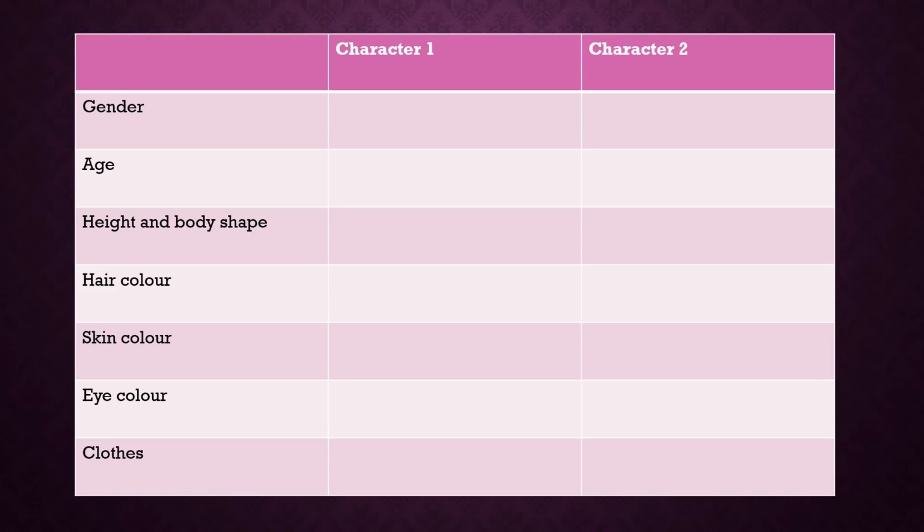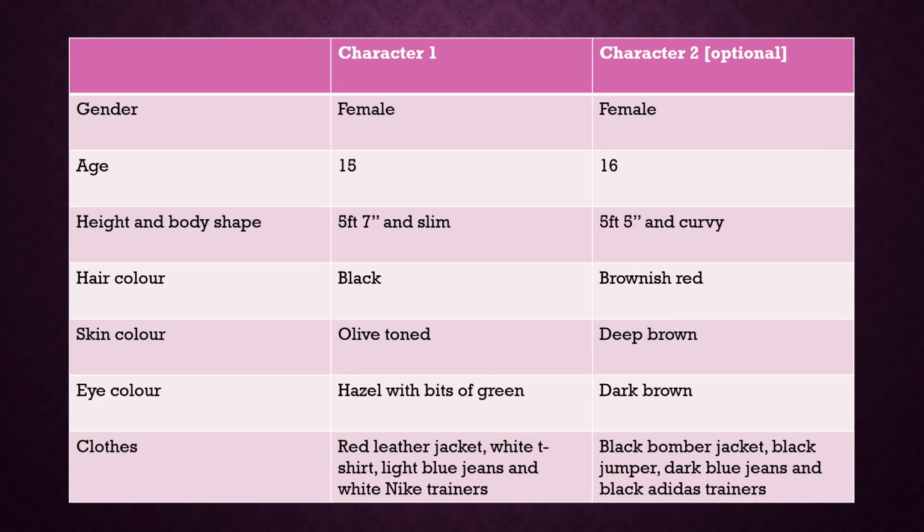So this is a basic little table that I tend to give to my students. It's a quick way for you to remember what you want to put on it. Knowing your character's gender, age, height and body shape, hair color, skin color, eye color, and the clothes they're wearing will make it easier when you're in the story and you're actually describing your character. Here it is filled in.